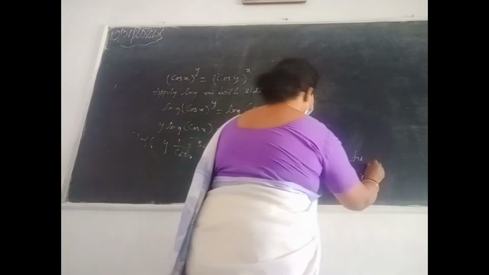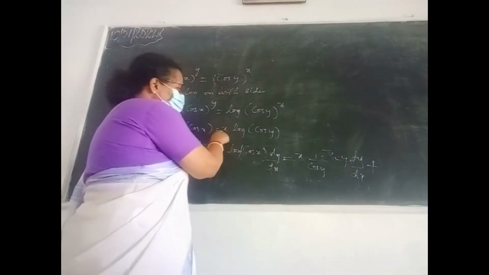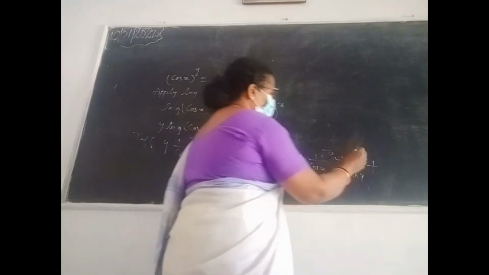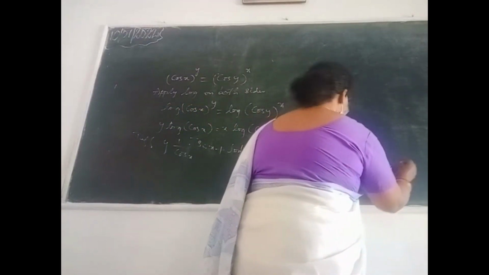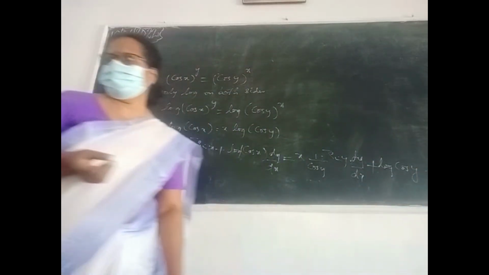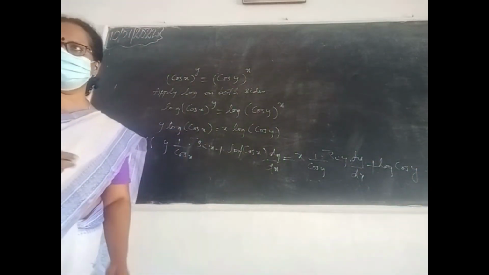Then what is the next part? Plus, when we differentiate x, its derivative is 1. So it is very easy. Log cos y. This is log cos y, because the derivative of x is 1.